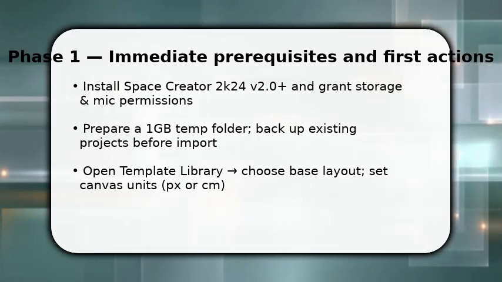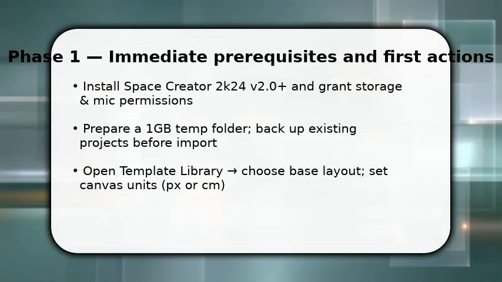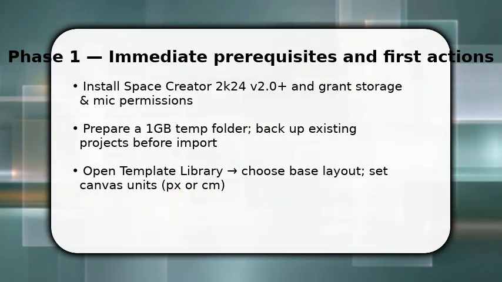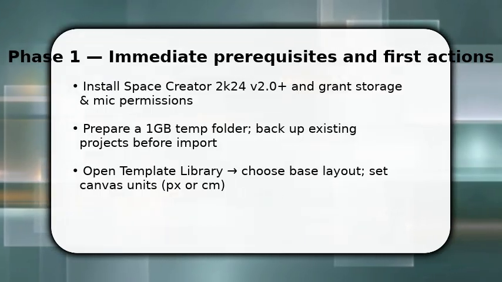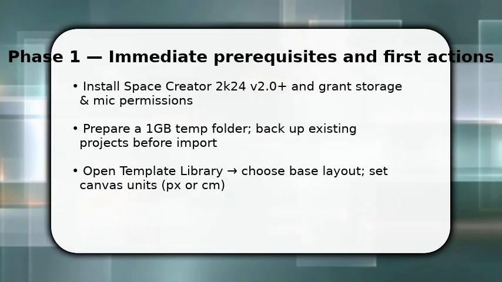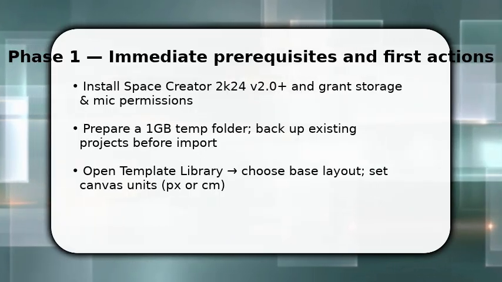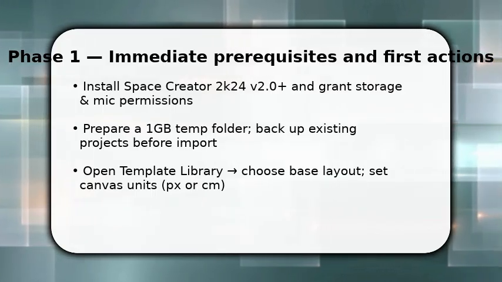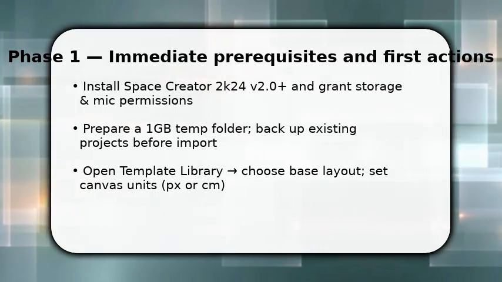You start by confirming prerequisites: Space Creator 2K24v2, 0 or newer, permissions, and a 1 GB temp workspace. Now open the app and load a base template. This jumpstarts layout constraints so you avoid redoing grid math later. Once done, set canvas units and project scale because consistent units prevent misalignments during export.